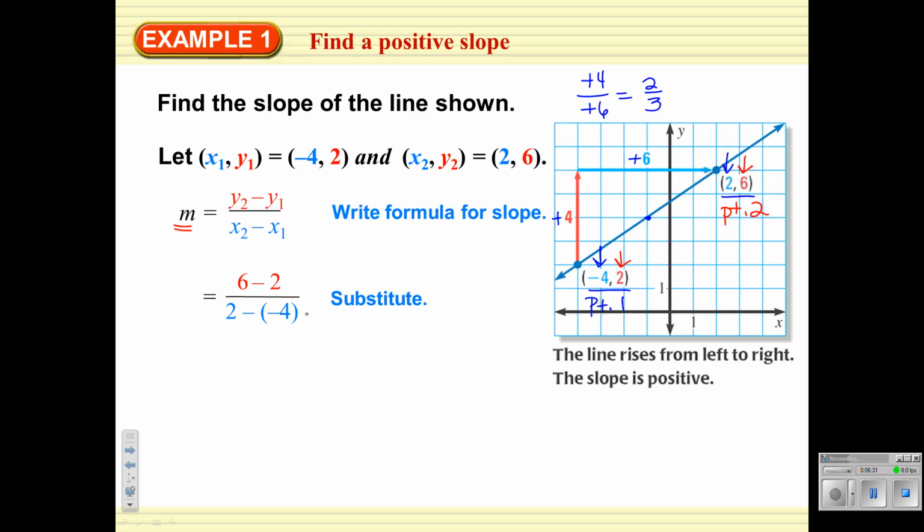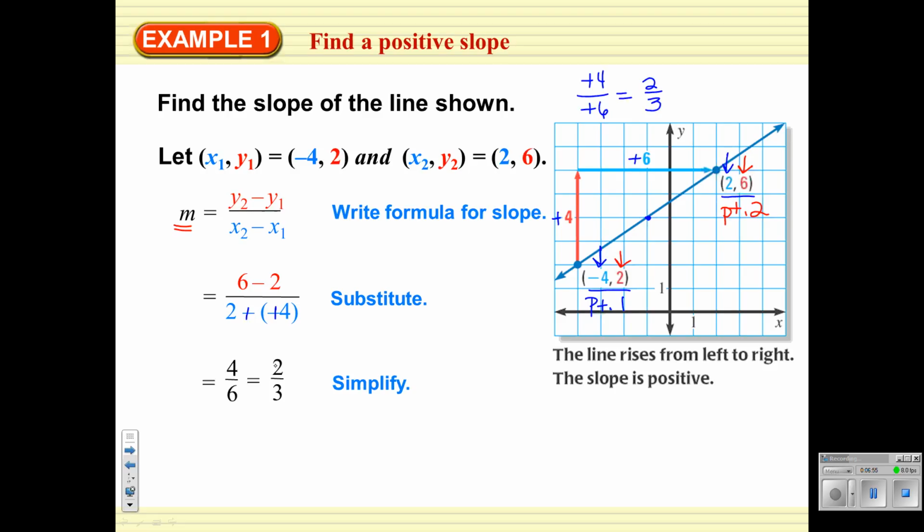This is what confuses a lot of kids. Make sure it is minus. This is a set minus in here, no matter what your x sub 1 is. Even if your x sub 1 is negative, that minus has to be there. So now we're going to simplify. 6 minus 2 is 4. This technically becomes a 2 plus 4, because two negatives make a positive.